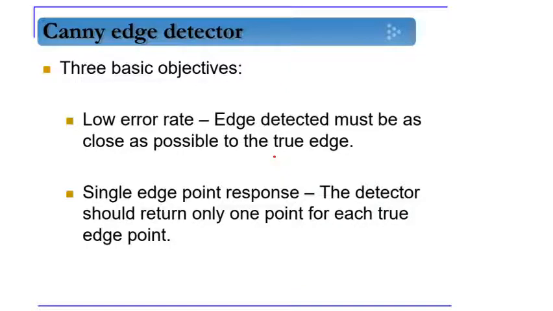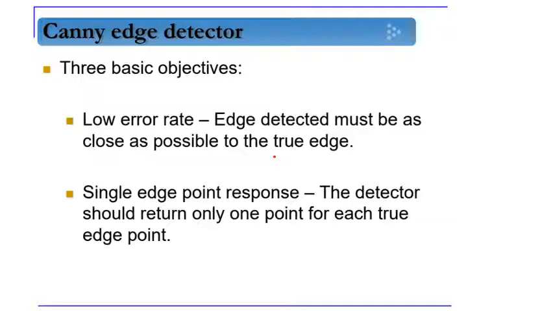When Canny designed this algorithm, there were mainly three objectives in his mind. The first is that it should give a low error rate. Means what? All the edges present in the image should be found. No edge should be missed, and there should be no spurious response. That means a false edge should not be detected.